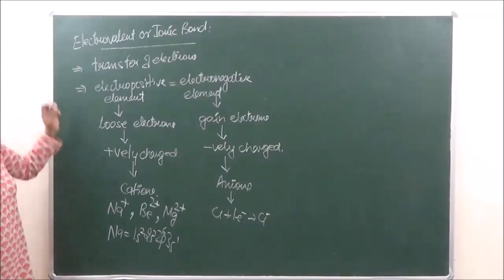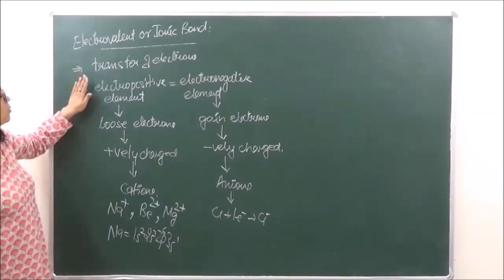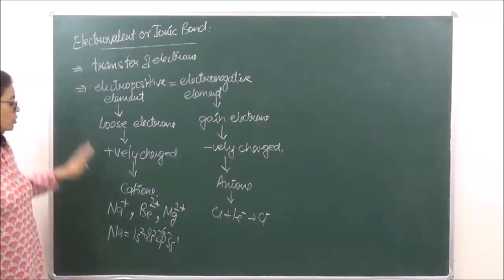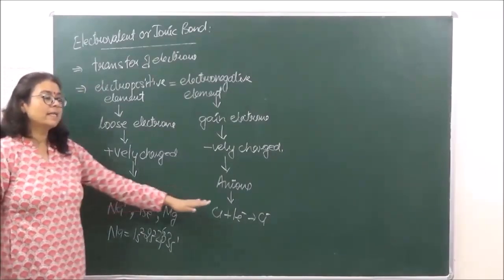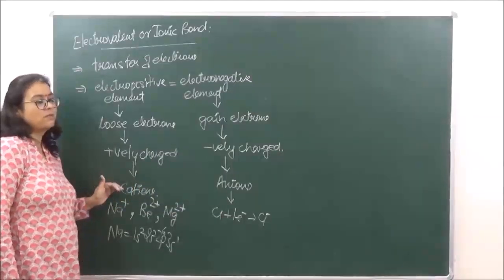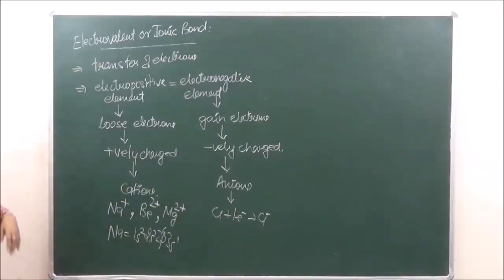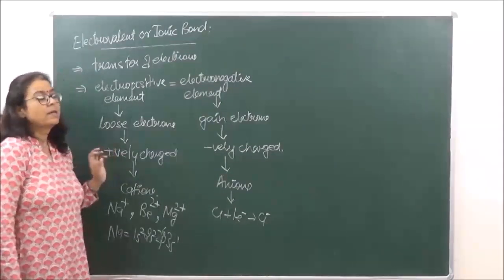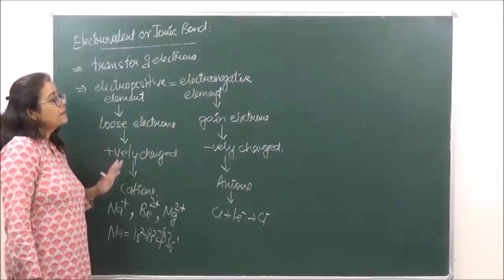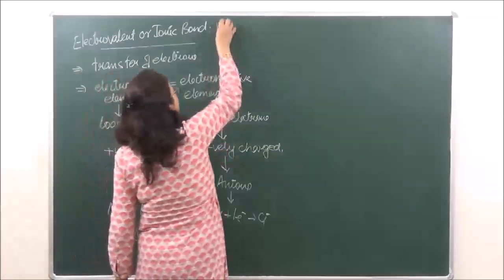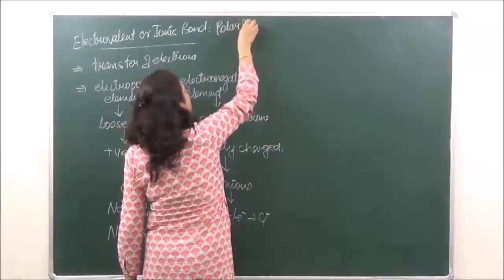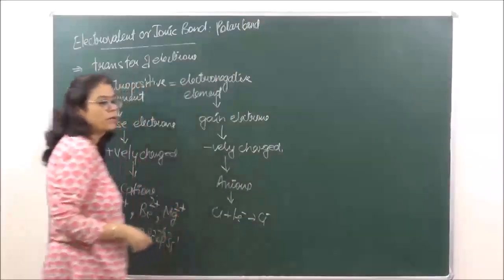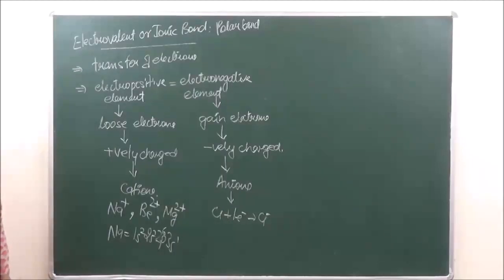So basically, it is the electrovalent or ionic bond. It is the electrostatic forces of attraction between the cations and the anions. The cations, they are positively charged, and anions, they are negatively charged. They are attracted by one another. Therefore, this bond that is formed, that is known as electrovalent bond, that is known as ionic bond, and we give another name to it. It is also known as polar bond. Okay? So let's take a few examples.